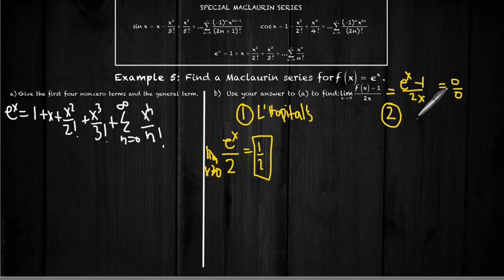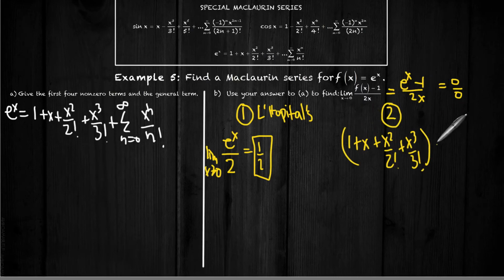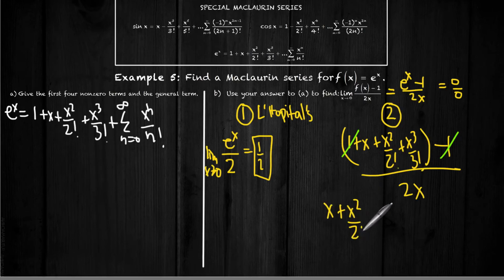It doesn't give you 0 over 0. Well, for this, we need to take our first 4 terms of our e to the x and subtract 1 from that. So let's take 1 plus x plus x squared over 2 factorial plus x cubed over 3 factorial, and take all of that, subtract 1 from it, and divide it by 2x. When we subtract 1, that's going to cause these two to go away, and then we're left with x plus x squared over 2 factorial plus x cubed over 3 factorial, and the limit as x approaches 0. And we need to divide that by 2x.